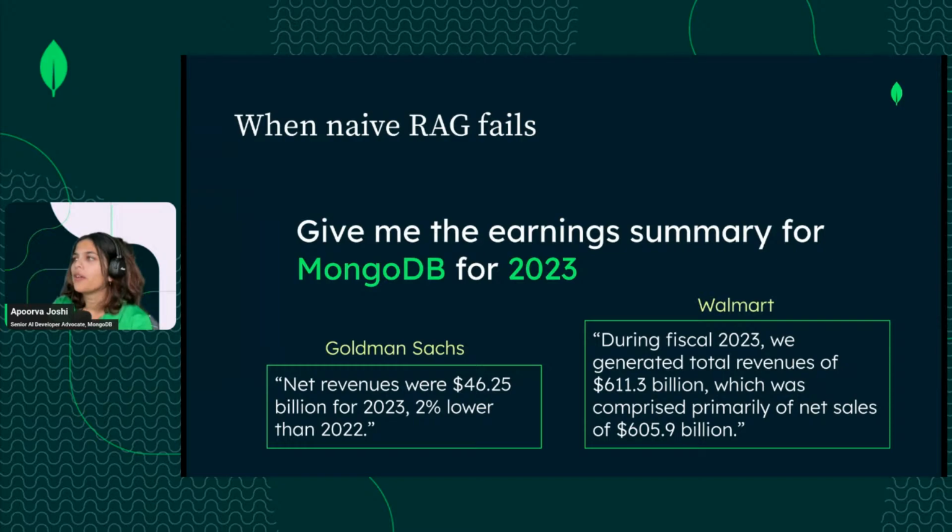The problem is that these reports have very similar language covering similar topics, and they often refer to any given company as the company throughout the document. So when you chunk up these documents, you lose the context of the company and also perhaps the fiscal year if that's something that's important to you. So now say you tried to get the earnings summary for MongoDB for 2023, you might end up retrieving chunks from a document for Goldman Sachs or Walmart or from a financial report for a different fiscal year.